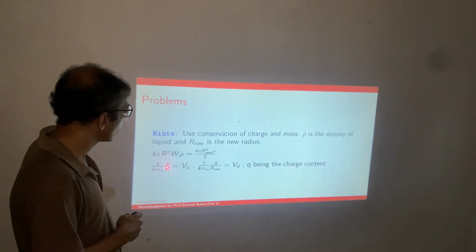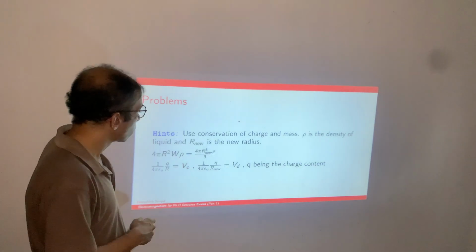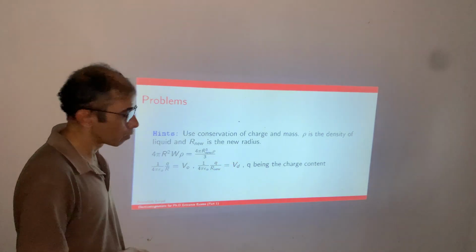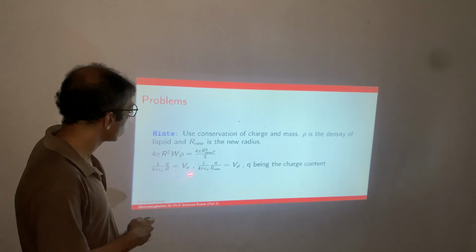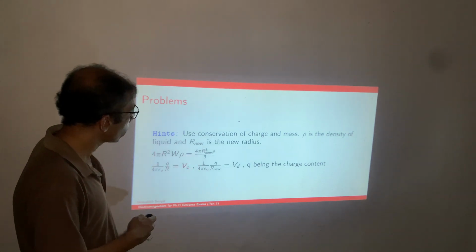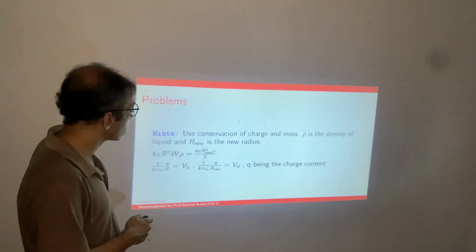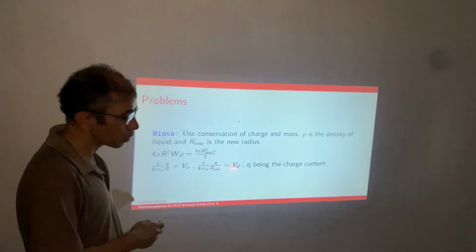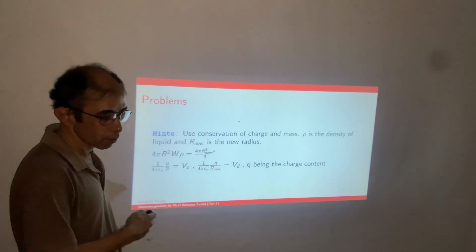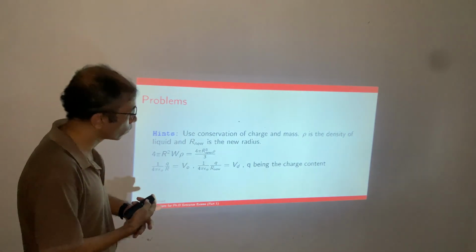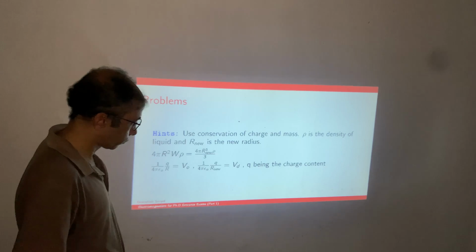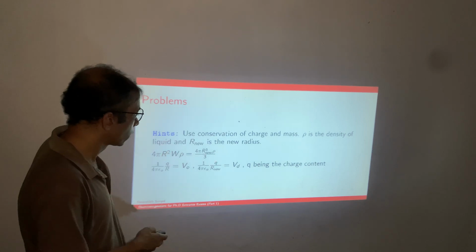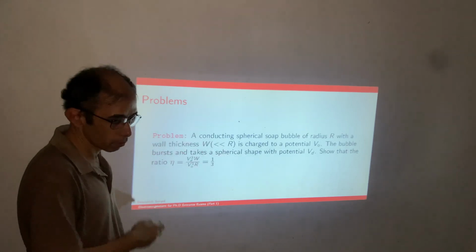Another is 1 by 4 pi epsilon naught q by R is V0, and 1 by 4 pi epsilon naught q by R nu is Vd. Right? So this is the condition that they have also supplied, that initially it is at potential V0, and after it changes its shape, it is at potential Vd. And since it's charged uniformly, this is my relation. And from this, arrive at this. It won't be difficult.